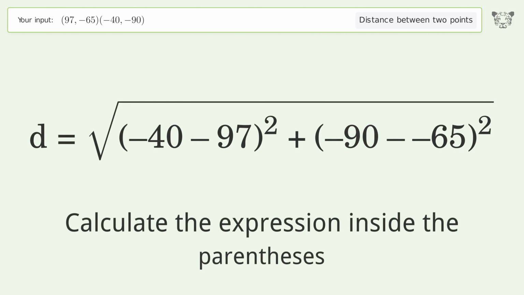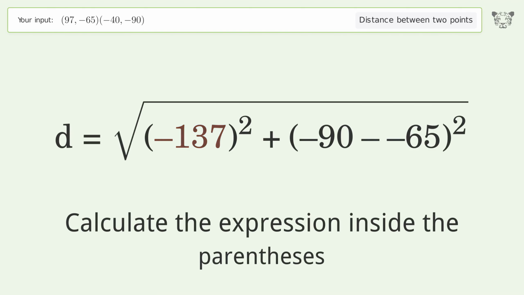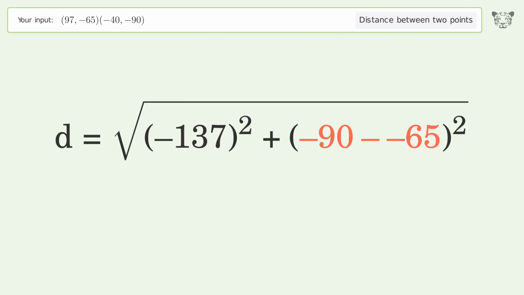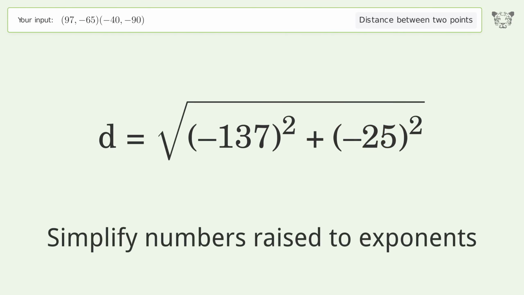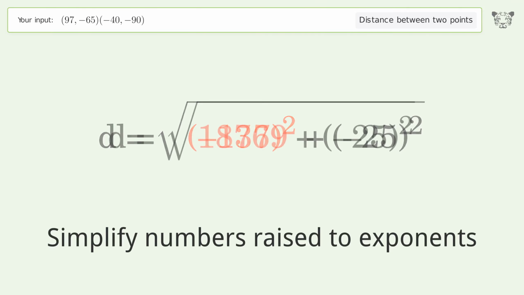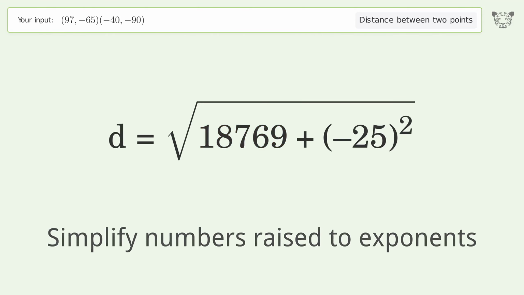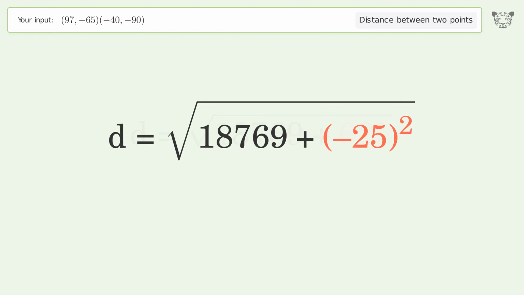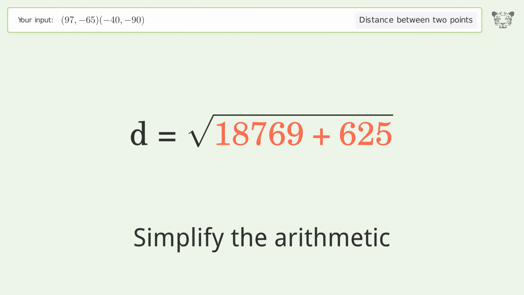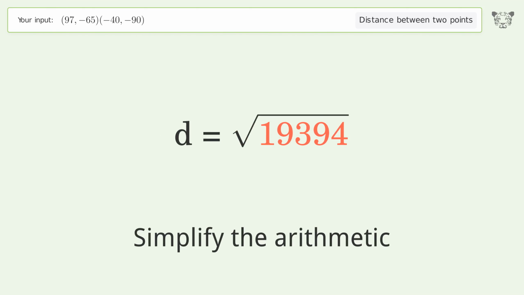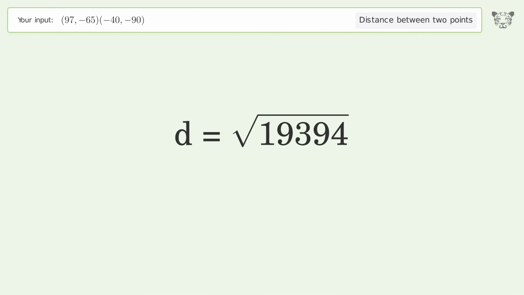Calculate the expression inside the parentheses. Simplify numbers raised to exponents. Simplify the arithmetic. And so the distance between the 2 points is the square root of 19,394 or 139.262.